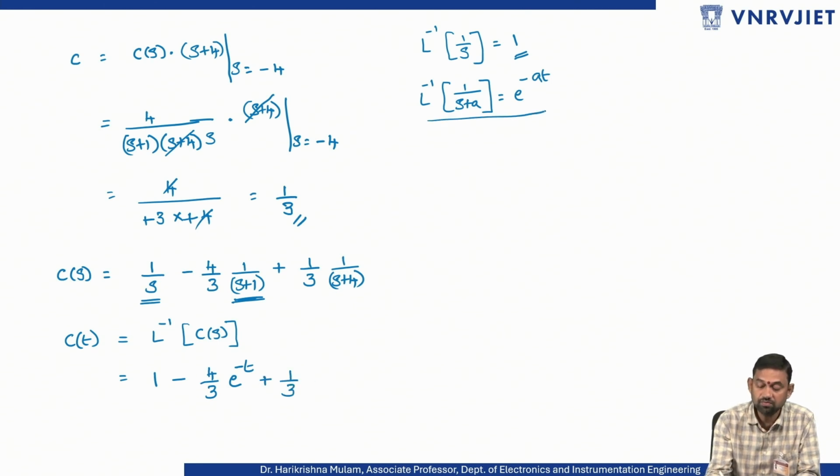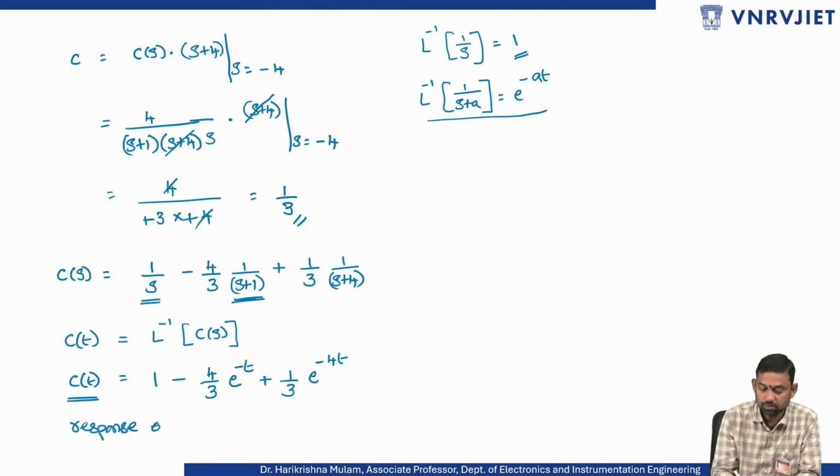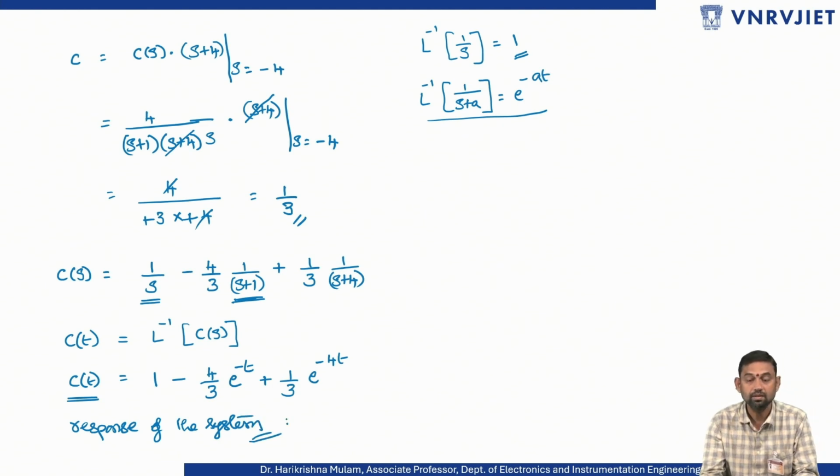Plus 1 by 3. You can use the same formula for the inverse Laplace transform of 1 by s plus 4. Here, in place of a, 4 is there. Therefore, the inverse Laplace transform of it is e power minus 4t. So, this is c of t, which is the response of the system that is mentioned in this problem. So, we have found the response of the system.